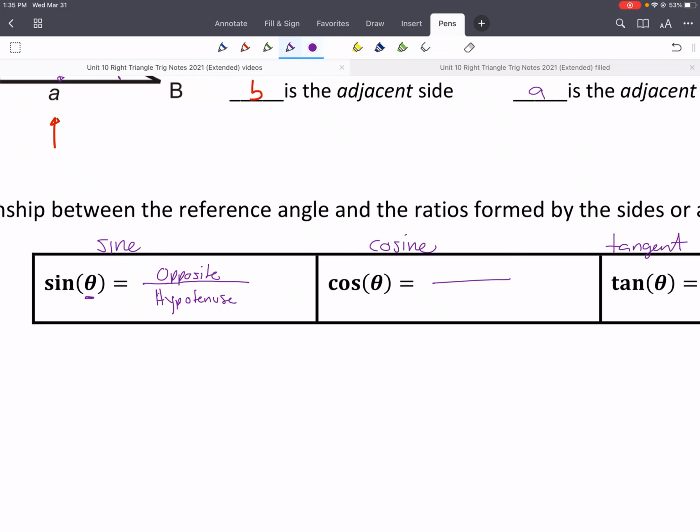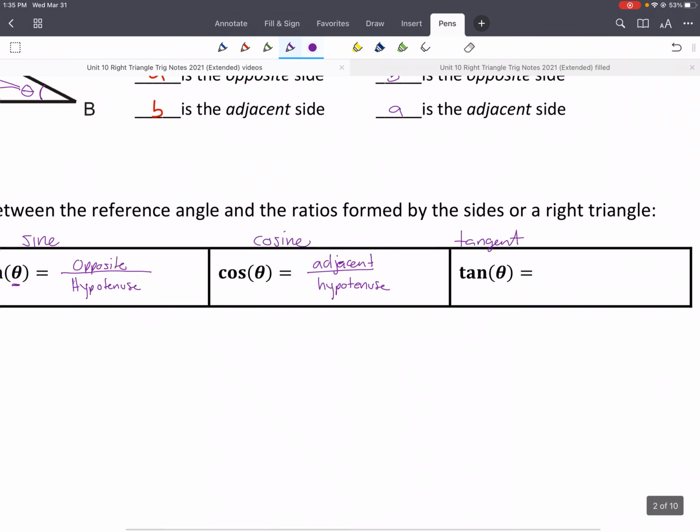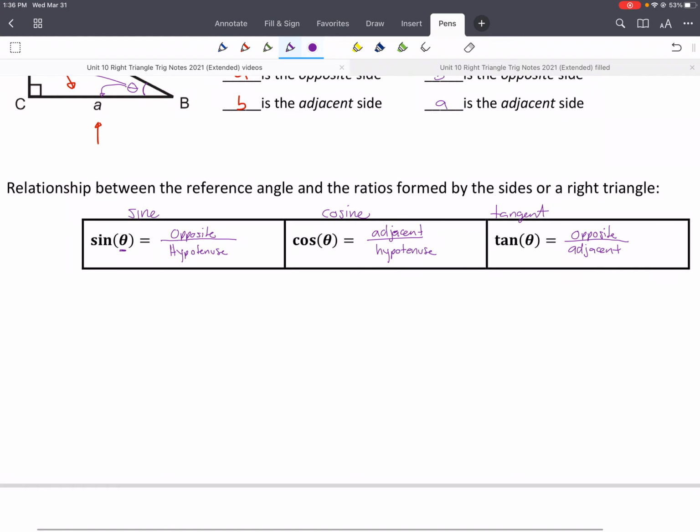Okay, there is a relationship between a reference angle and the adjacent side and its hypotenuse. And there is also a relationship between an angle and its opposite side and its adjacent side. Okay? So oftentimes we will have this written as SOHCAHTOA.